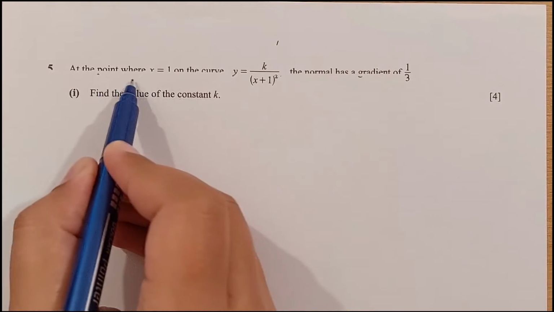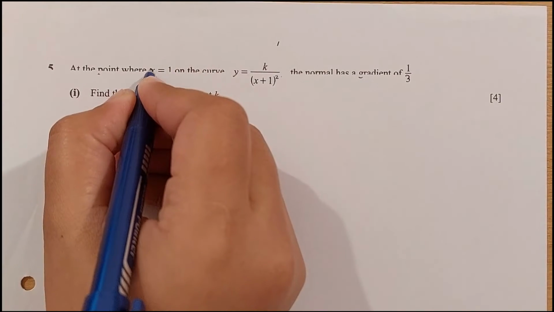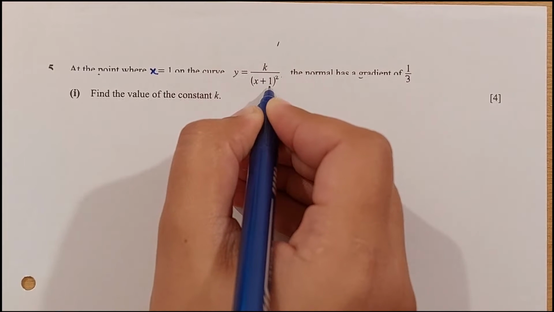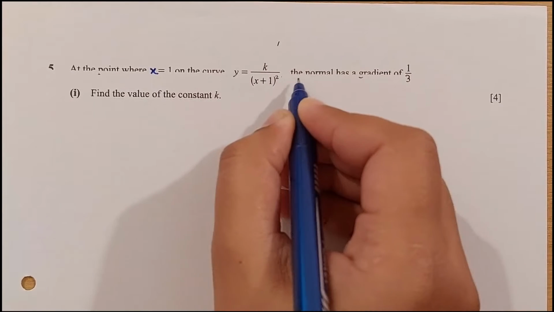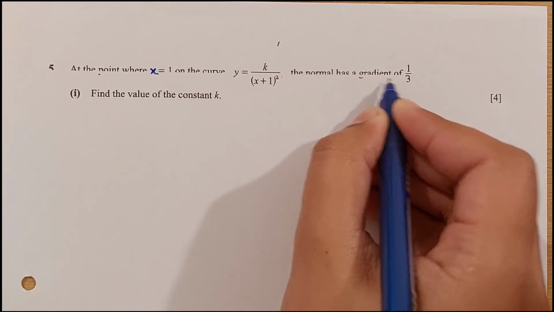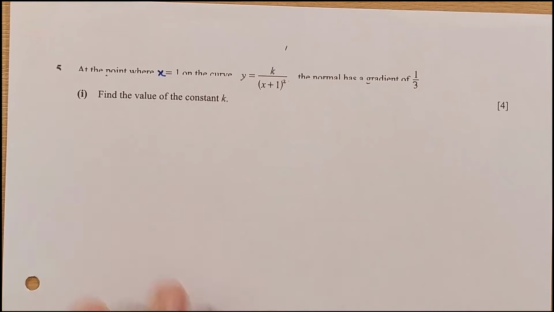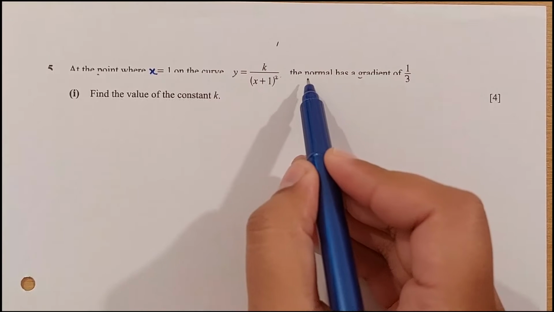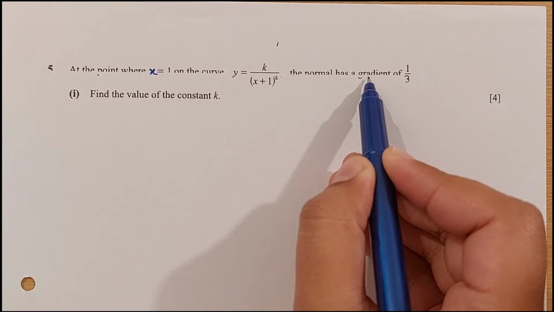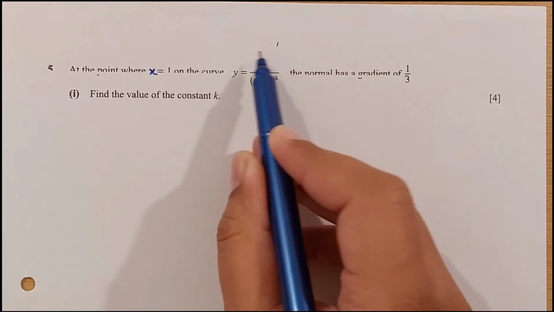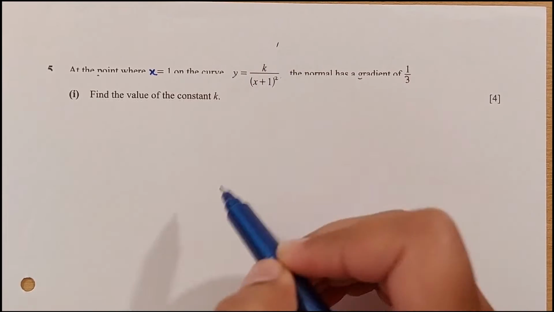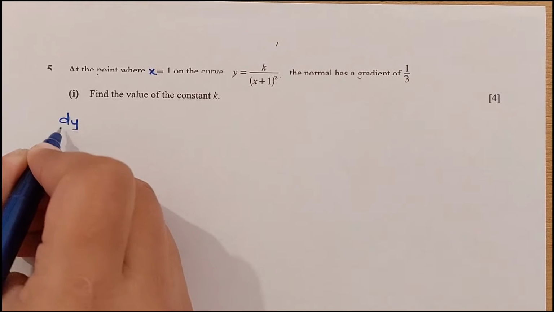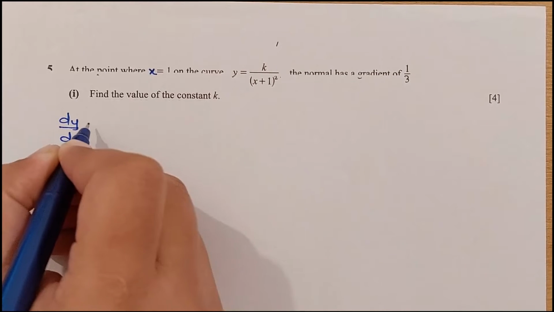Question number 5, at a point where x equals 1, on the curve y equals k over (x plus 1) whole square, the normal has a gradient of 1 by 3. Number 1, find the value of the constant k. So the equation of the normal has a gradient 1 by 3. First we have to find the gradient and then the gradient of the normal. So the gradient is the derivative of this curve, right?